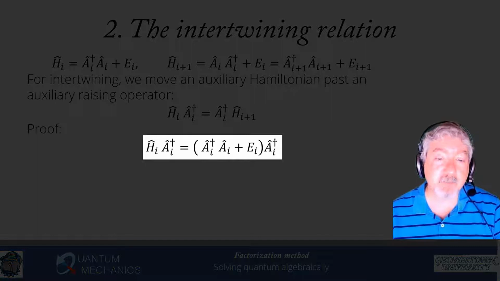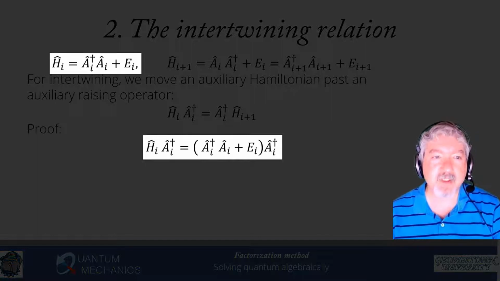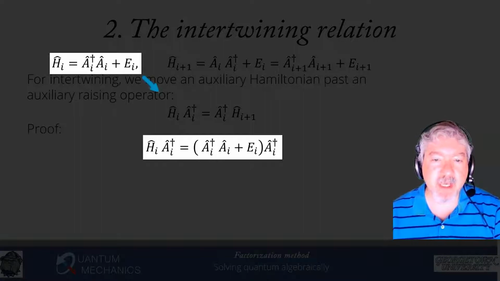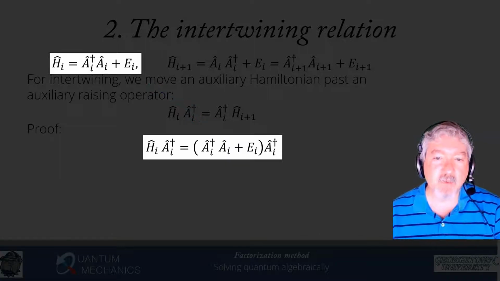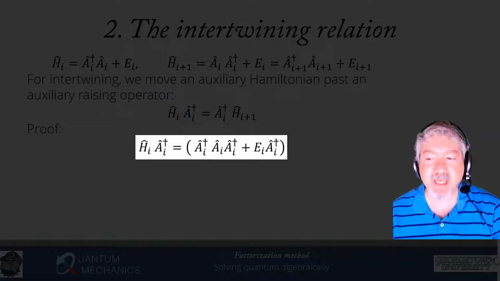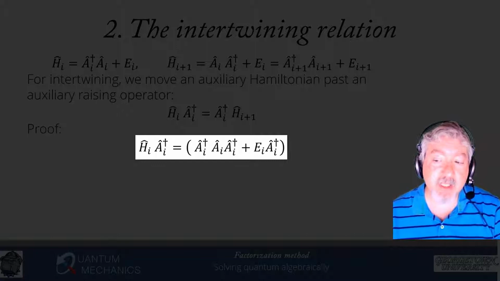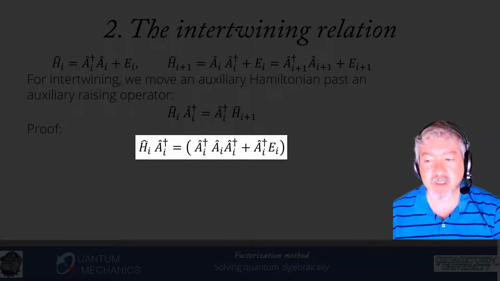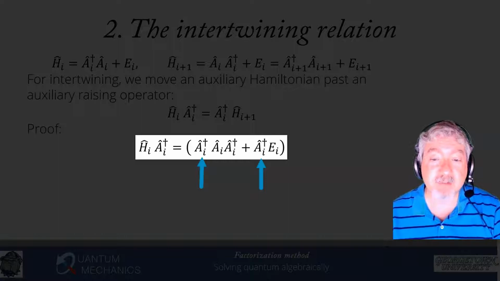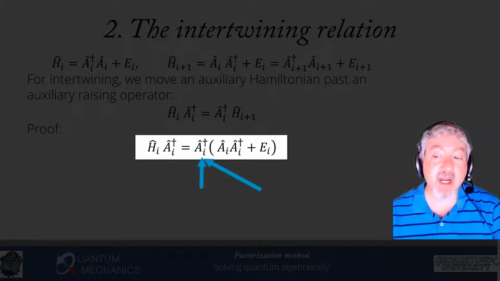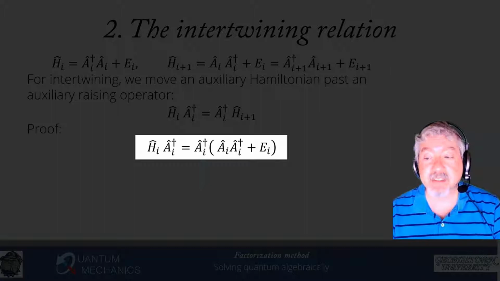So we start off just by plugging in the definitions. I'm going to plug in what H_i is. You can see it there on the upper part of the page. It's just A_i dagger A_i plus E_i, and that's multiplied on the right by the A_i dagger. We now bring all terms inside the parenthesis, and I'm going to switch the order of the second term, moving the A_i dagger to the left-hand side. I can do that because E_i is a number. And now you see I have an A_i dagger on the left-hand side of both terms. So I'm going to factor that A_i dagger out, and I'm left with A_i dagger A_i plus E_i.